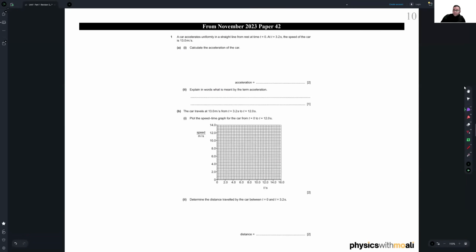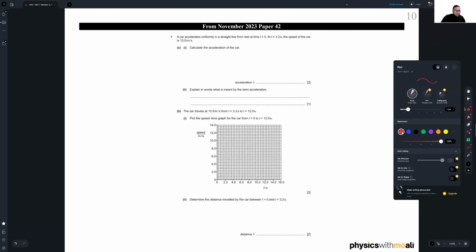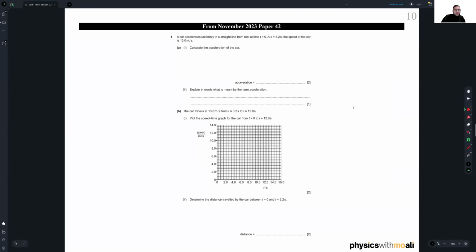Let's solve a question now. There will be a range. Anything that you have to draw will always have an acceptable range of answers.